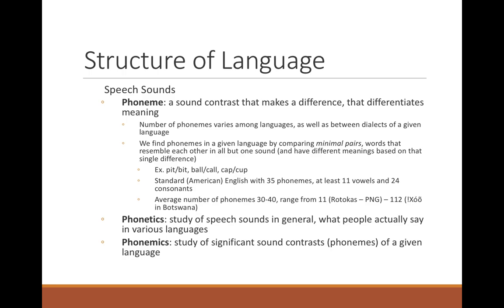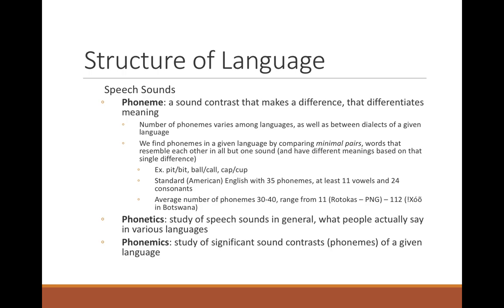Rotokas, which is a tribal language spoken in the highlands of Papua New Guinea, only has 11 different sounds. So it's, let's say, linguistically simpler than even English. By contrast, the Ju languages, including the Khoisan language of the !Kung in Botswana, has over 112 different sounds. We'll watch a film later in the term called Nai, the Story of a !Kung Woman, that will present this Khoisan language.